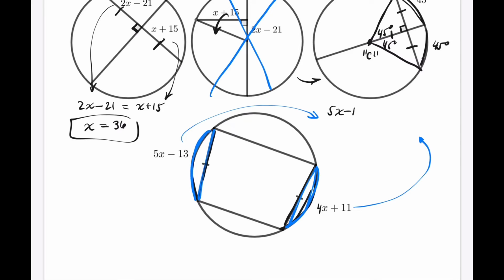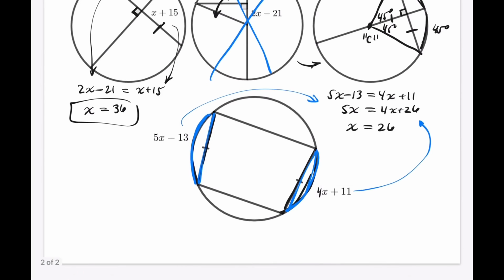5x minus 13 is equal to 4x plus 11. So if I add 13 to both sides, I'm going to get 5x equals, and on this side I'll get 4x plus 26. And then if I subtract 4x from both sides, I'll get just x is equal to 26. Cool. So x is equal to 26. That would be the measure of both of these sides. And if I knew another angle, I could figure out the rest of these guys. So that's pretty much it.